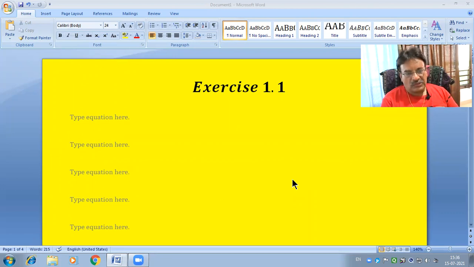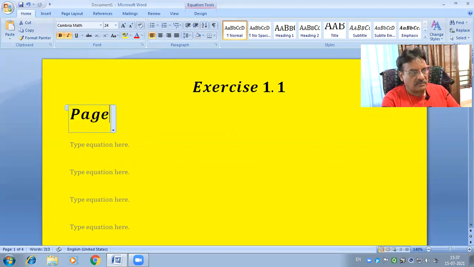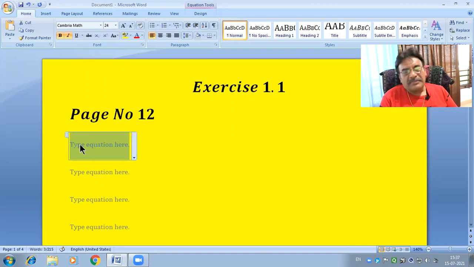Today we solve problems on differentiation from Mathematics Part 2, Exercise 1.1, page number 12. And the first problem is on page number 12.